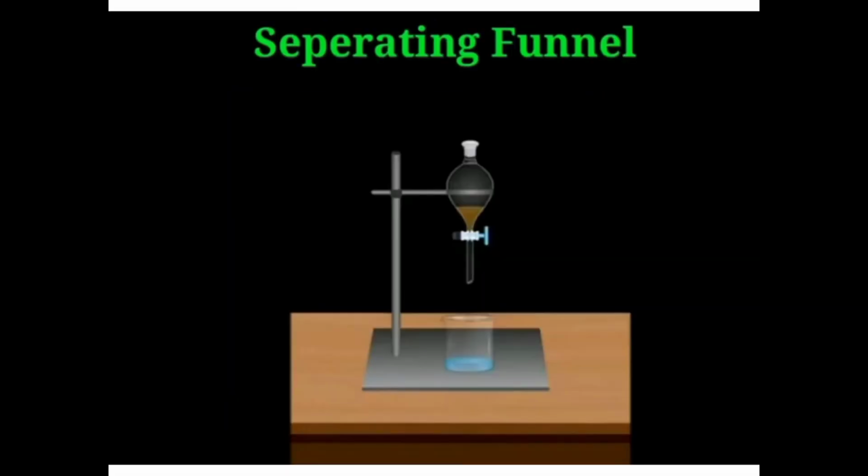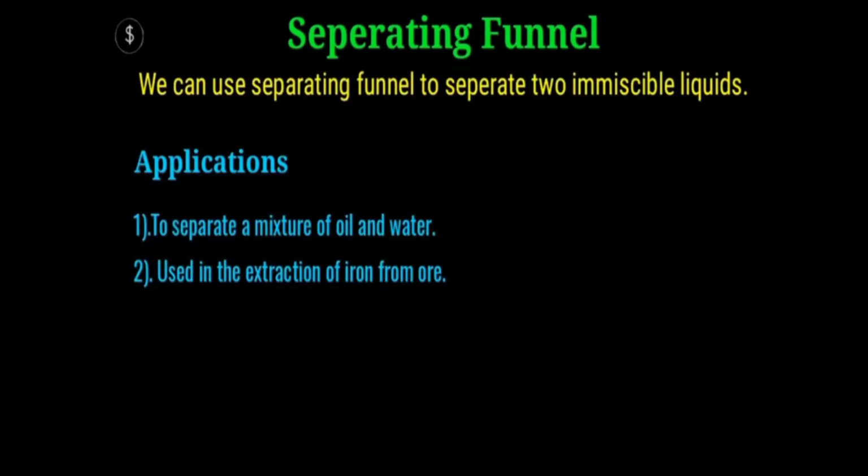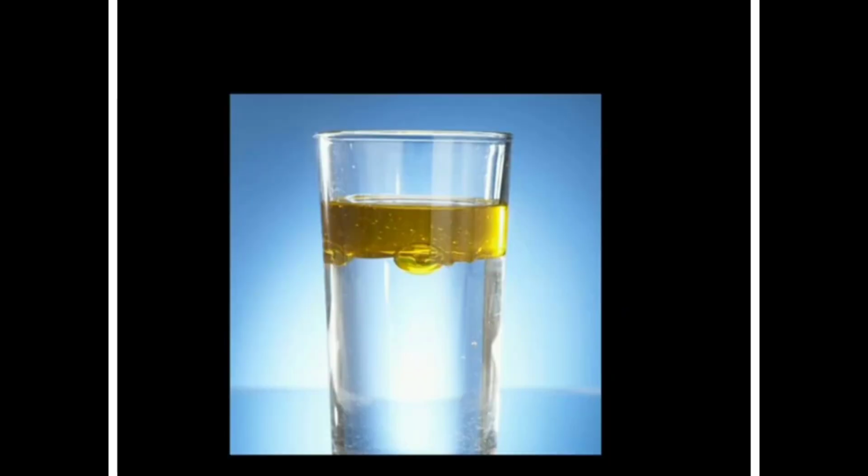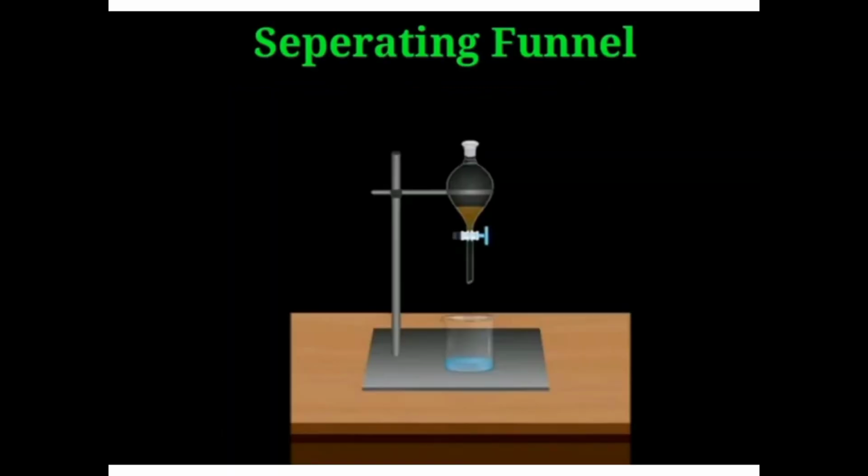Now another technique is the separating funnel. If we want to separate two immiscible liquids, two liquids which are not able to dissolve in each other, how will we separate them? Let us take the example of separating kerosene oil from water. Here we have kerosene oil and water, and we want to separate them. How will we separate them? Through this separating funnel, it's a simple technique.